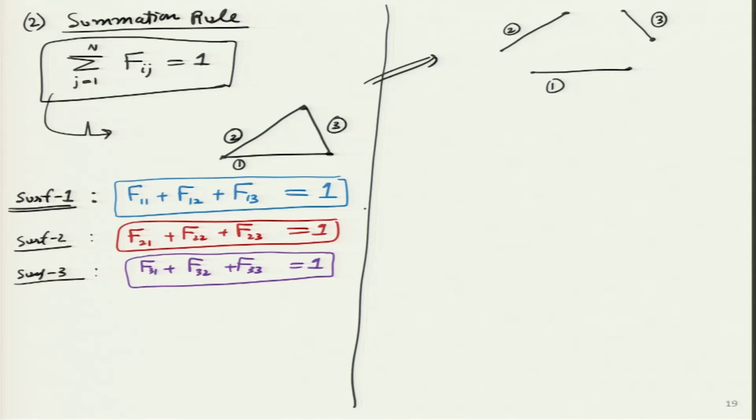Now, none of these 3 equations are valid. This is not valid, this is not valid, this is not valid for case B. This is case B. This was case A. So, what is similar between case A and case B? Case A has 3 surfaces. Case B also has 3 surfaces. But what is the difference?